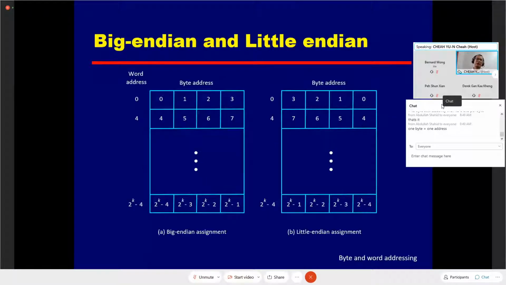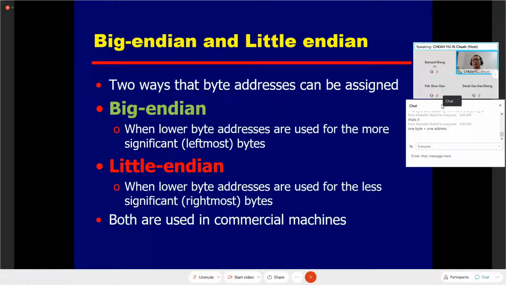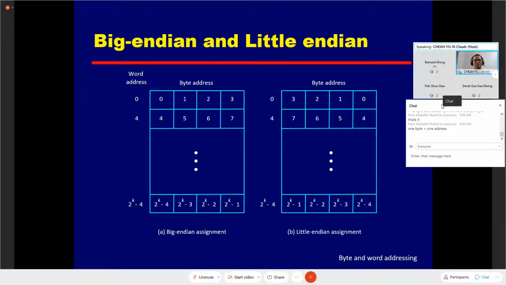Now, the other way is the little endian addressing, whereby the lower byte address is for the less significant byte. That means the smaller address is for the rightmost byte. Now you ask me which one is being used, doctor. I cannot tell you, because different designers choose different conventions. Some use big endian, some use little endian. So this is again an example: the one on the left is big endian. Notice the addresses are 0, 1, 2, 3, then 4, 5, 6, 7.